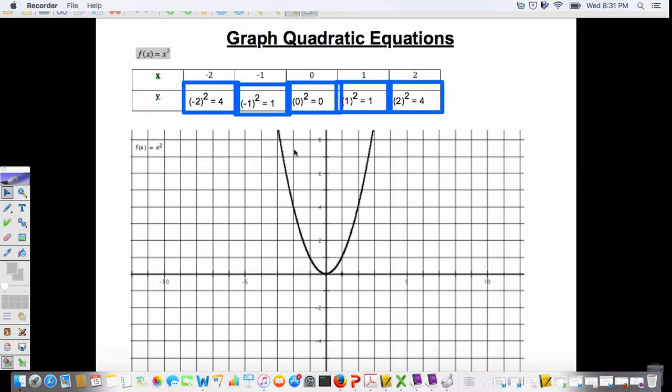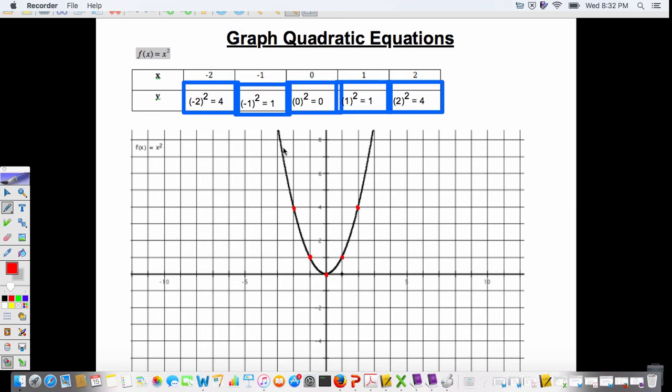So now we're going to graph these points, -2, 4. And we're going to come over to -2. I'm going to go 1, 2, 3, 4. And you'll put a point. So let me get a pen here. Okay, put a point. And you're going to graph -1, 1. So you're going to come over to -1 on the x and rise 1. You're going to put a point here. Then you're going to do 0, 0. And there's your point. And then you're going to do 1, 1. And then you're going to do 2, 4.